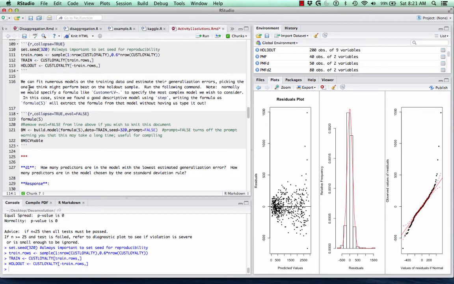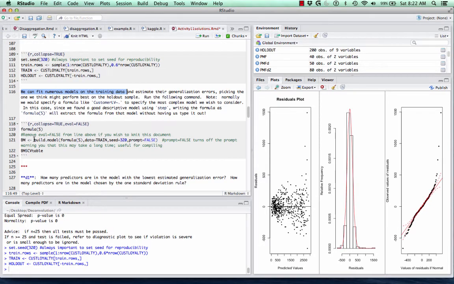All right, so same sort of strategy. We're going to fit a whole bunch of different models on the training data and estimate their generalization errors, and then kind of cross our fingers and pick one that we think might do well on new data. So the way that we do this is to use the command build.model. Now, build.model uses as its first argument the formula of the most complex model that you want to consider. Since we've already built up a pretty decent model on the descriptive analytics side of things, we can just use this as the most complex formula here.